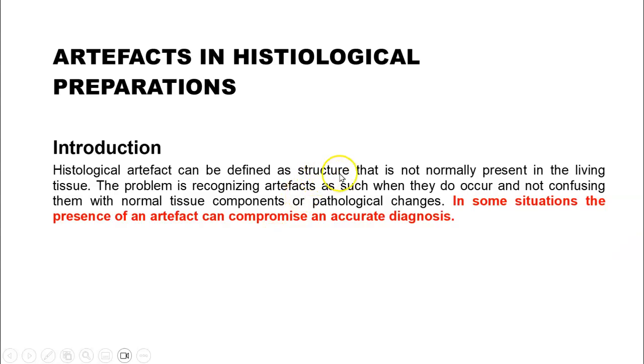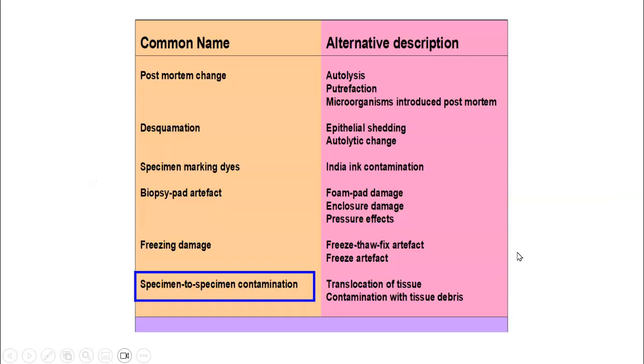You can also define it as a structure or sometimes a phenomenon, such as cautery artifact, that is not normally present in the living tissue, and the problem is to recognize these and not to confuse them with normal tissue components or pathological changes. In some situations, the presence of an artifact can compromise an accurate diagnosis.